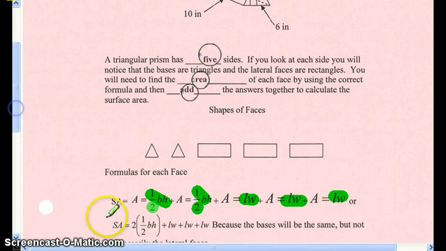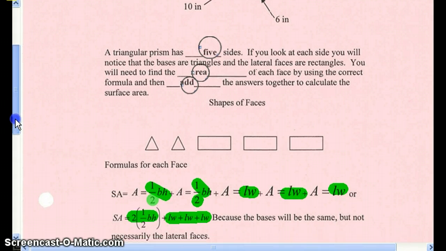You can also think of it as taking 2 times the area of the triangle plus the 3 rectangles, because the 2 triangles will always be the same in this kind of prism, but the rectangles won't always be the same.